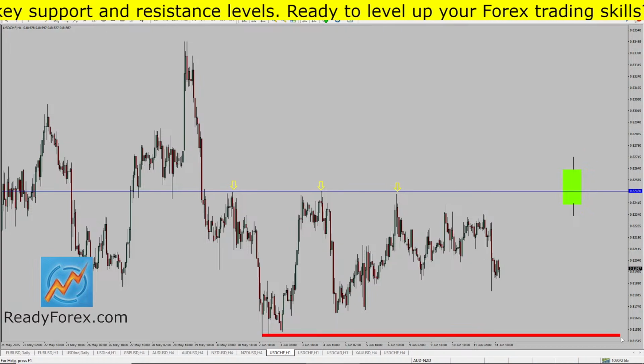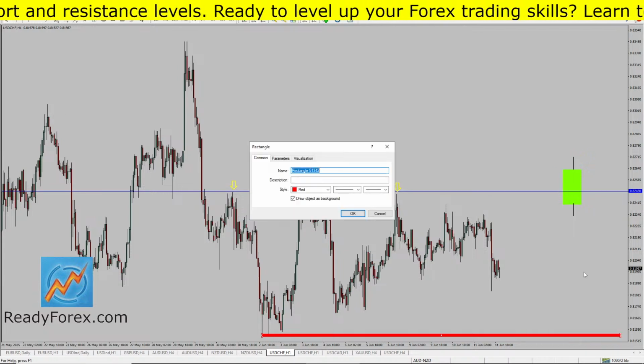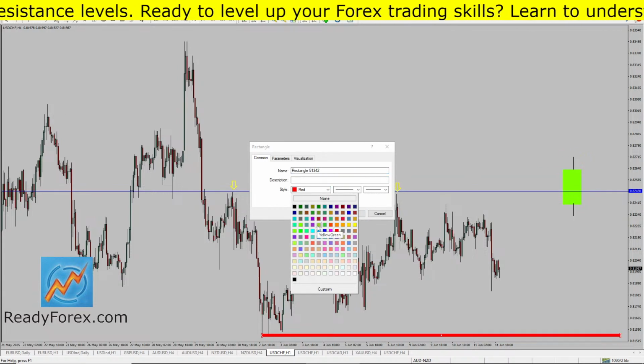Here's the support level over here. Okay, let me turn it to yellow.